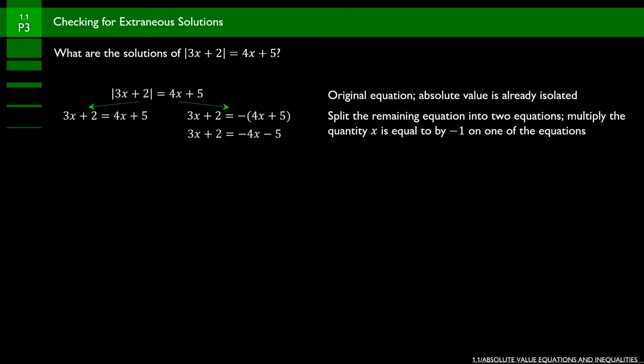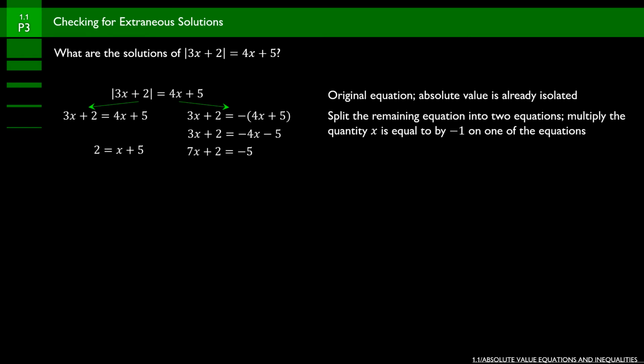Now the next thing that we need to do with both of these equations is to move the smaller variable to the other side, because we do have variables on both sides. So in the first equation, that's going to be the 3x, and in the second equation, that's going to be the negative 4x. So we need to subtract 3x from the first equation and add 4x to the second. That's going to leave us with 2 equals x plus 5, and 7x plus 2 equals negative 5.